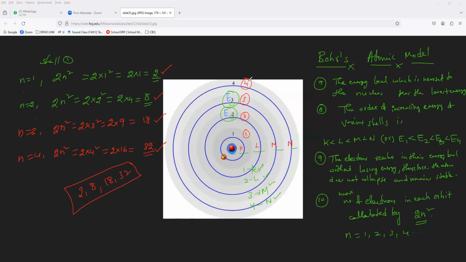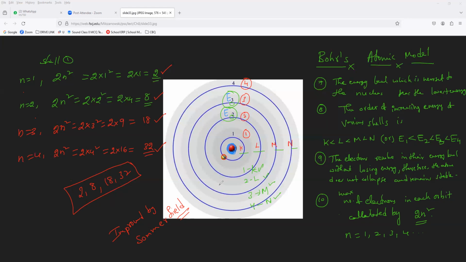Sir, who updated the Bohr's model? Nobody knows the scientist name. So the Bohr's model was improved by a scientist called Sommerfeld. He improved the model and made corrections in the Bohr's model. That corrected model is what we are studying now. Do you understand all of it? Everybody?